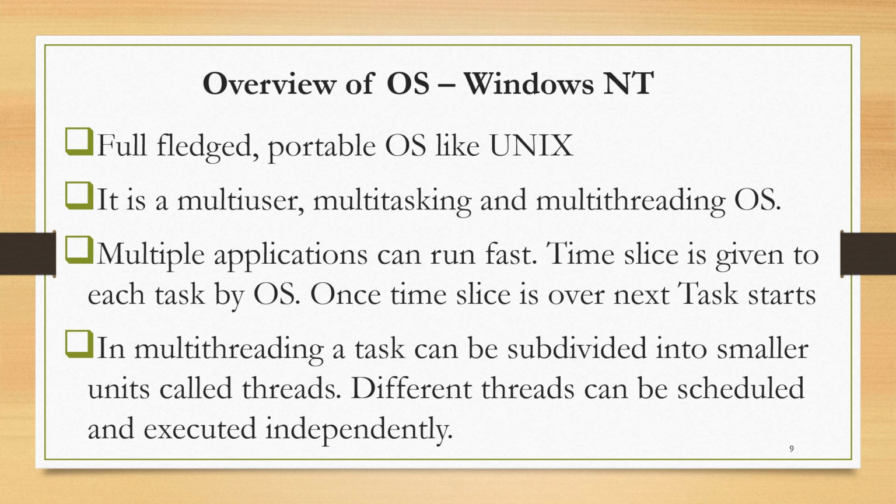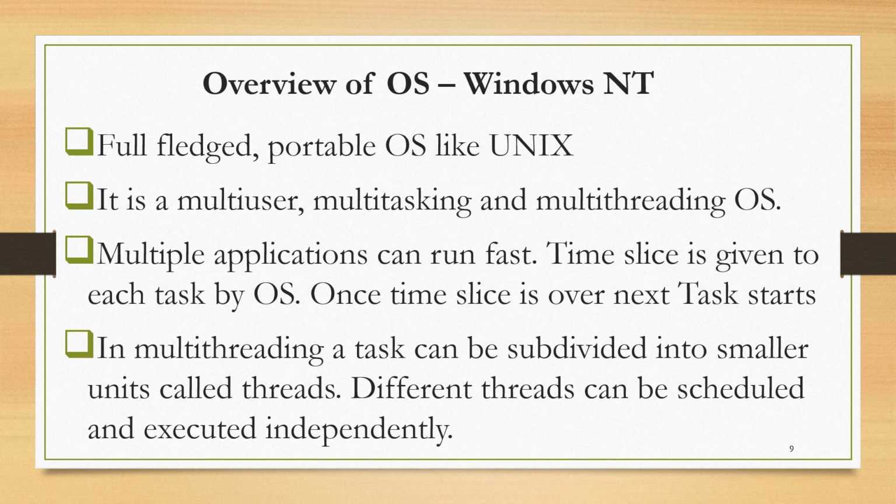Microsoft subsequently developed Windows NT. Windows NT is a full-fledged portable OS like Unix. This is multi-user, it's not single user, so multiple people can work on a machine running Windows NT. It is multi-user, multitasking and multi-threading also. What is multi-threading, that we will see in our next slides.